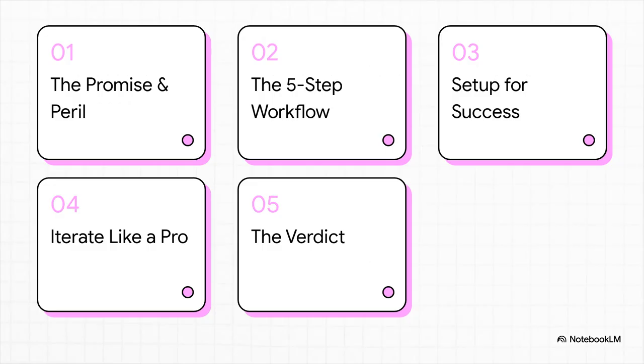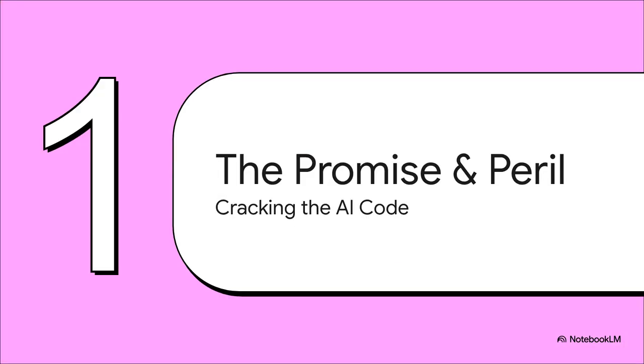Okay, so here's our roadmap for today. We'll kick things off with the promise and the peril of AI presentations. Then we'll walk through the exact 5-step workflow. We'll cover how to set yourself up for success, how to iterate like a pro with a really game-changing trick, and then we'll wrap up with a clear verdict on when you should use this powerful tool and when you probably shouldn't. Right, let's start with why that magic button approach just fails so often.